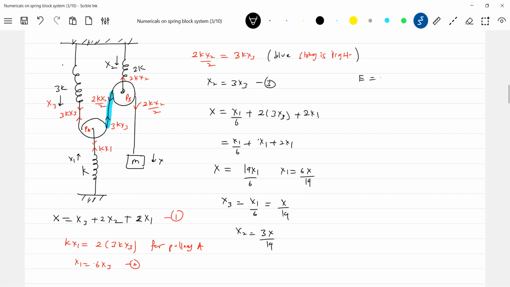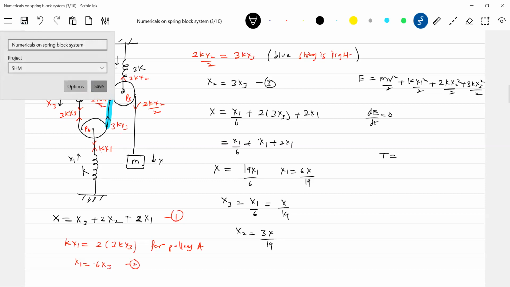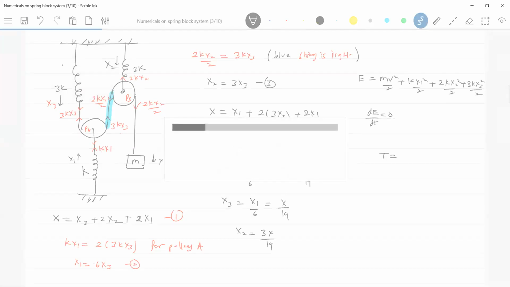The oscillation energy we supply will be in the form of elastic potential energy of the springs. It will be kx1 square by 2, 2k x2 square by 2, 3k x3 square by 2. Differentiating this and equating to 0. First you replace x1, x2, x3, then differentiate, then solve it, you'll get the time period. Do this one, it's a calculation. I'll leave the calculation to the student. It will take more time.